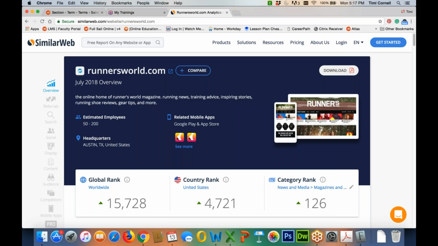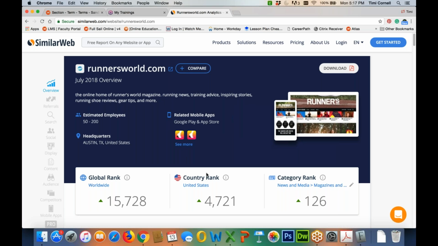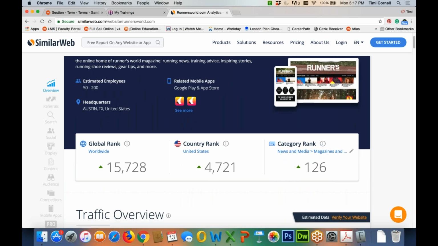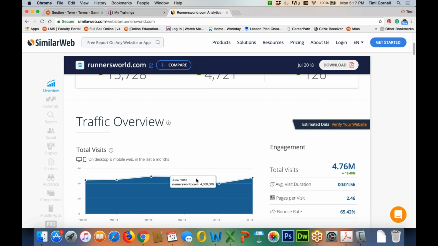Let me flip over to that. I've already had it pulled up, but you could just type in any URL up here in the search bar, and it will give you a lot of really great information that you could use for this IMAP Part 3, and of course, I'm sure other assignments too in our program. It gives you a traffic overview, and I like this because it goes back 6 months. So we can see back in February 2018, Runner's World was getting almost 4.5 million monthly visitors.